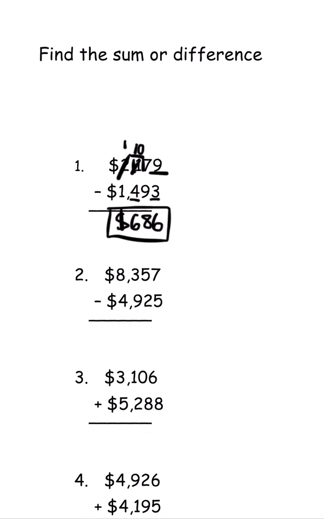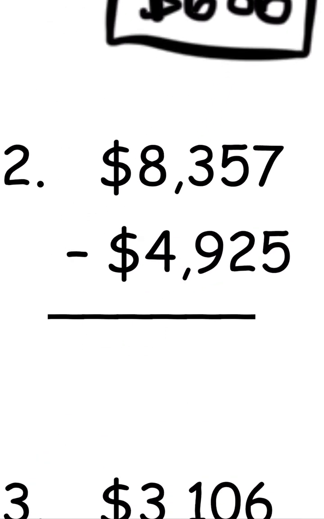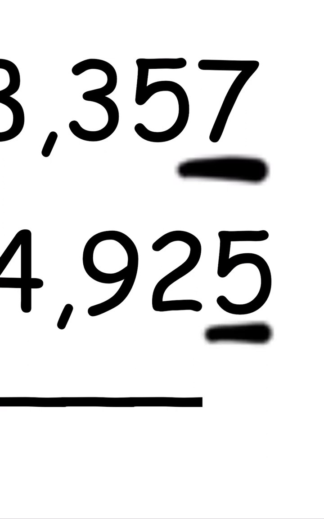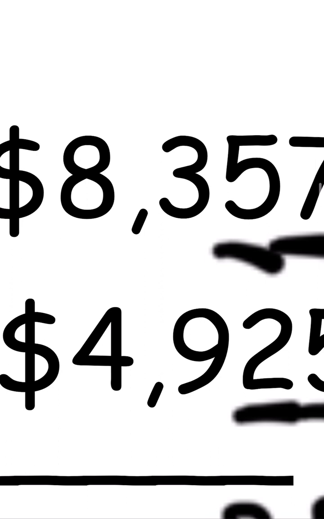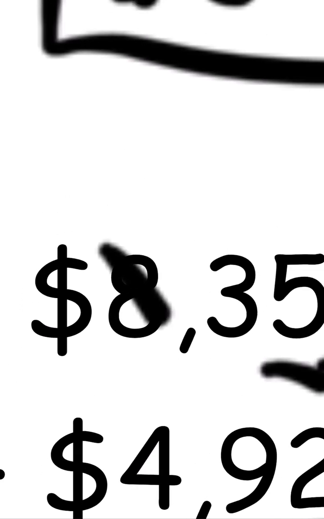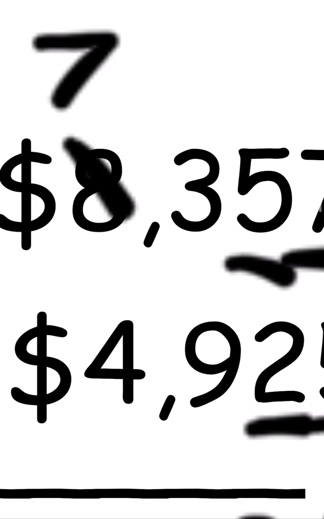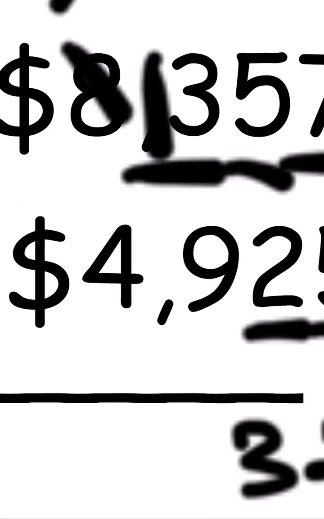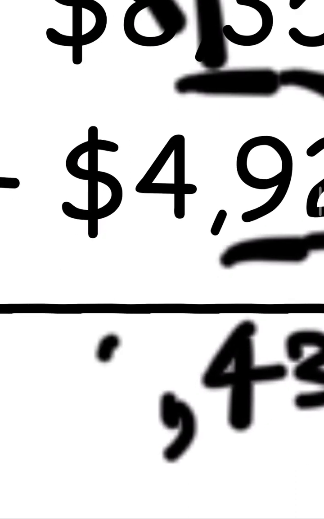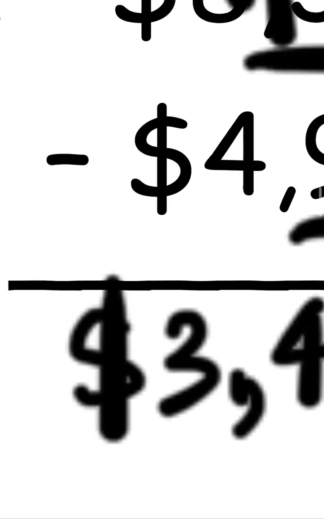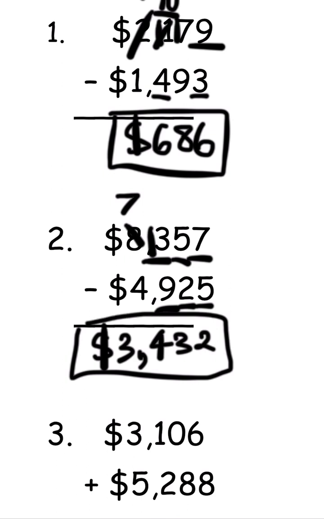Let's look at number 2. For number 2, we have $8,357 minus $4,925. So 7 minus 5 is 2. 5 minus 2 is 3. And we need to borrow from 8, which is going to become 7. 3 is going to become 13. And 13 minus 9 is 4. And 7 minus 4 is 3. Therefore, $3,432 is the answer for number 2.